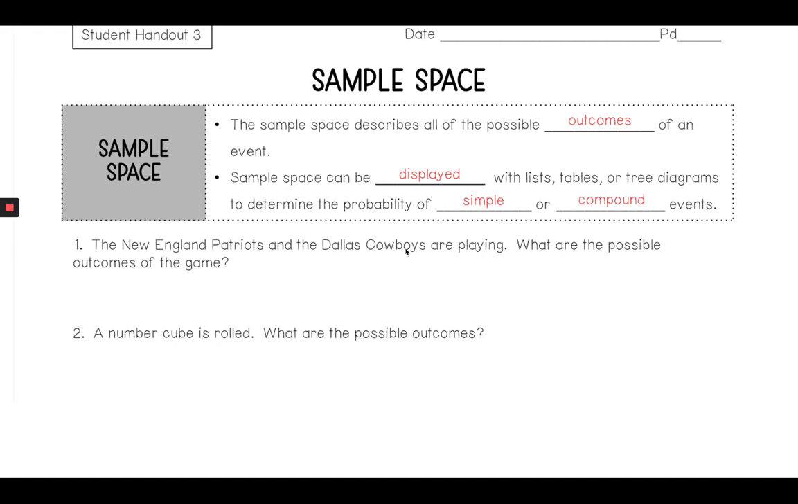So the possible outcomes of this game could be the Patriots win or the Cowboys win. Now, you could say it the other way, and you could say the Patriots lose or the Cowboys lose, but that's the only possible thing that could happen in the game.